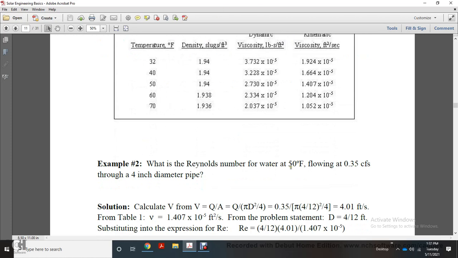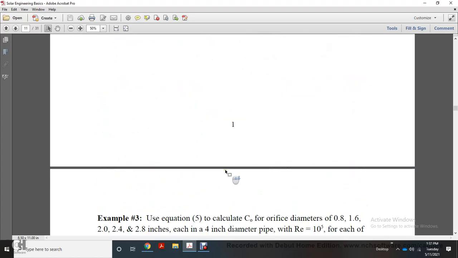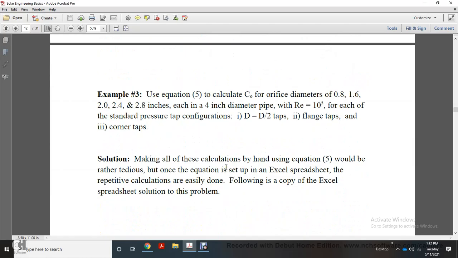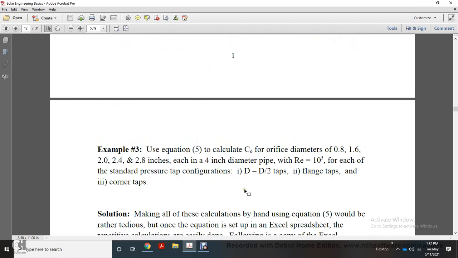For example, find the Reynolds number of water at 50 degrees flowing at 0.35 cubic feet per second through a 4-inch diameter pipe. Calculate the velocity from the flow rate, then use equation 3. Use equation 5 to calculate the orifice coefficient for orifice diameters of 0.8, 1.6, 2.0, 2.4, and 2.8 inches in each 4-inch diameter pipe with a Reynolds number of 10 to the 5th, for each of the standard pressure tap configurations: 1, D and D over 2 taps; 2, flange taps; and 3, corner taps.